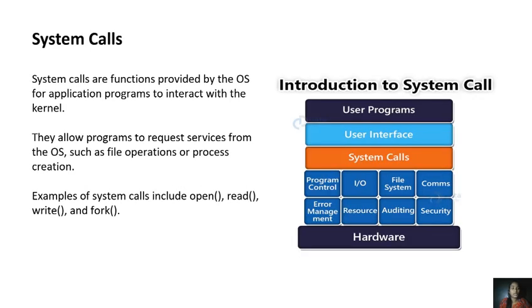System calls. System calls are functions provided by the OS for application programs to interact with the kernel. They allow programs to request services from the OS, such as file operations or process creation. Examples of system calls include open, read, write, and fork.